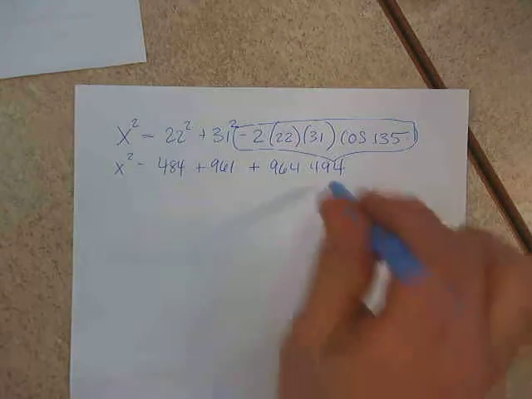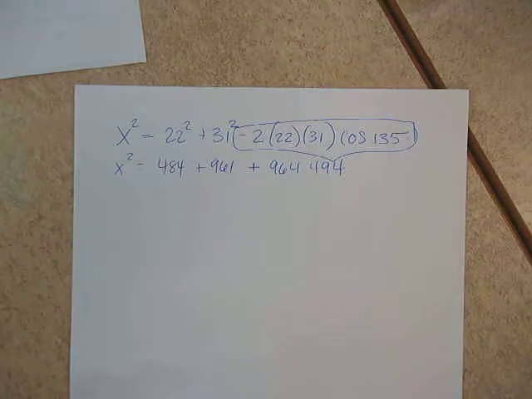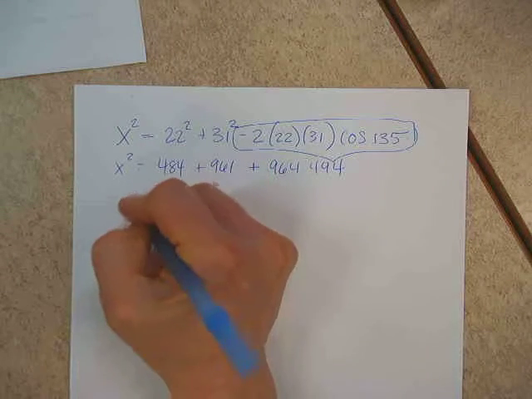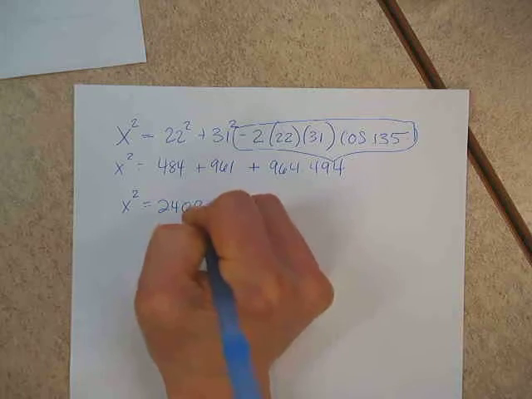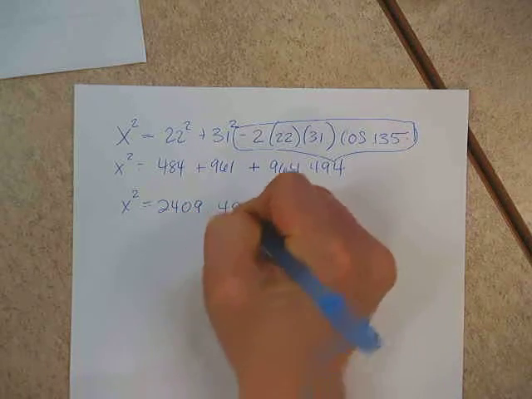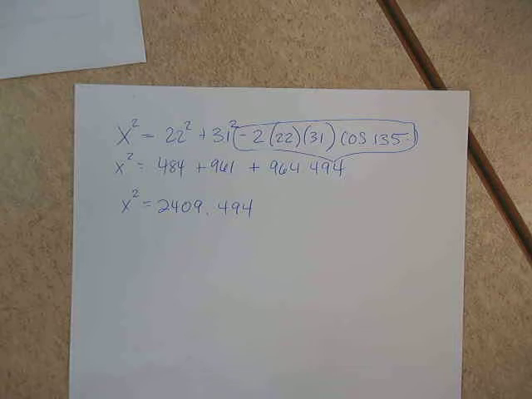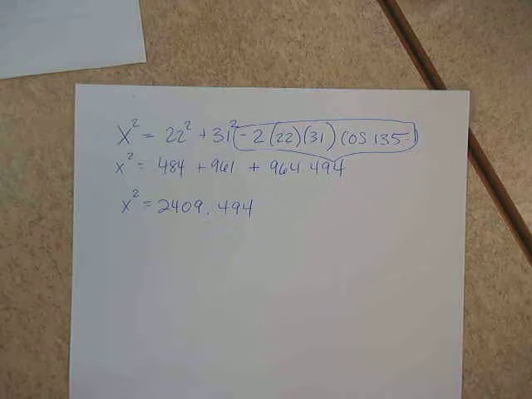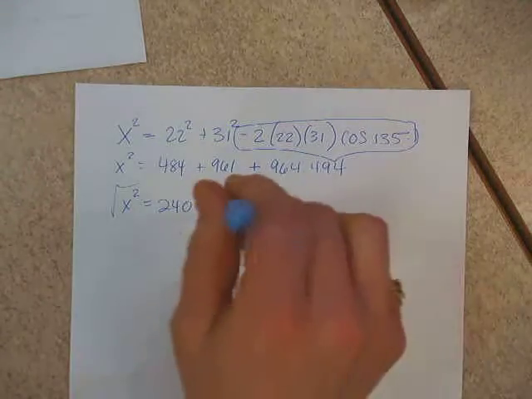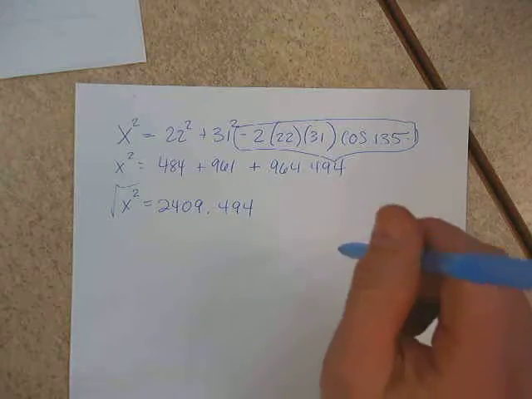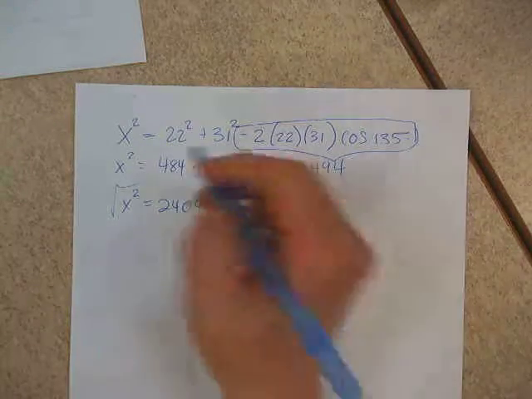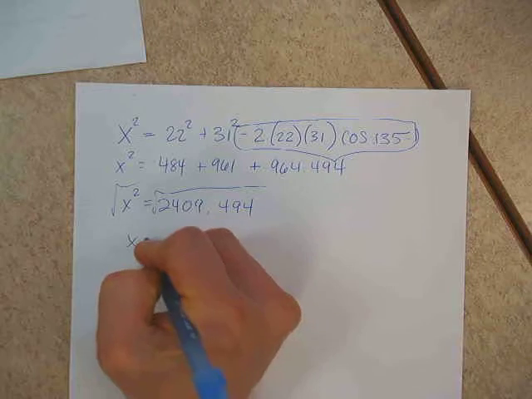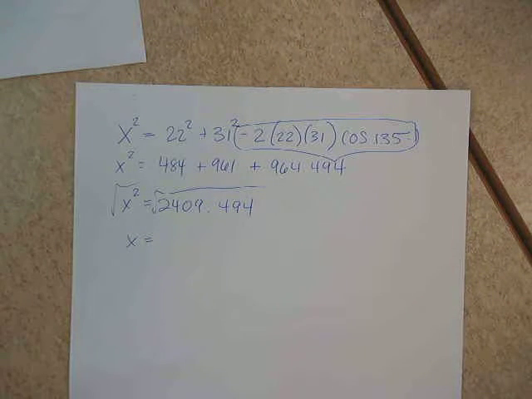So all of this is just a sum. So go ahead, if that's in your calculator already, go ahead and add 961 and 484. So we get x squared is 2409.494. You're not done because we don't want x squared, we want x. So what do we do? Take the square root. And if that decimal, unrounded, is still in your calculator, just take the square root of what's in your calculator.